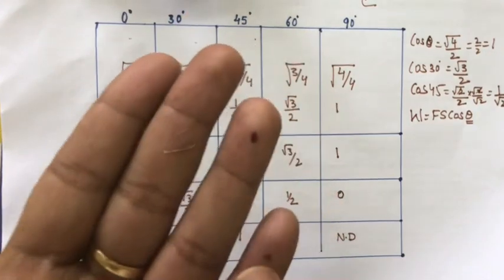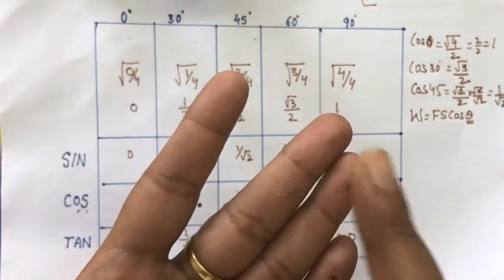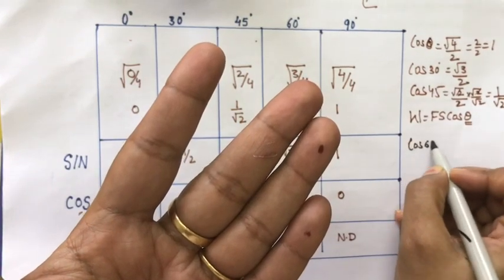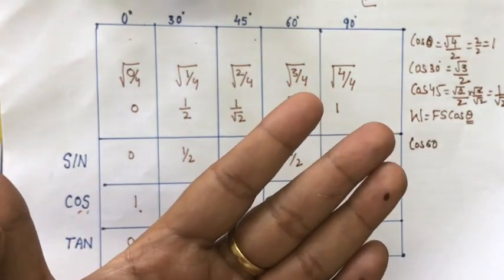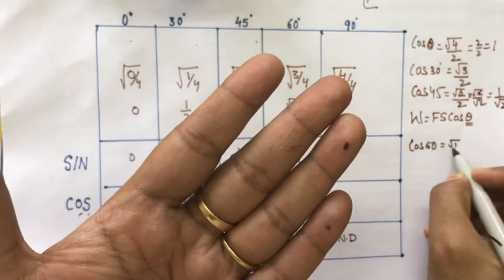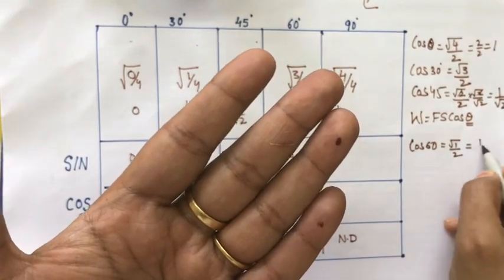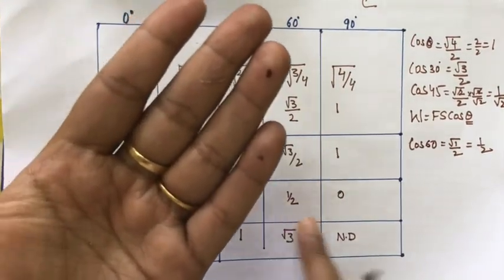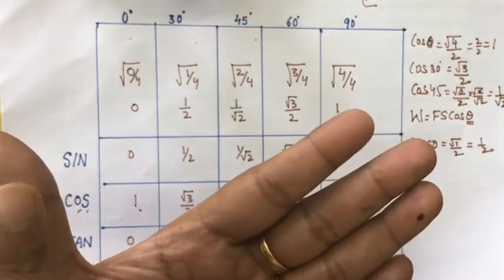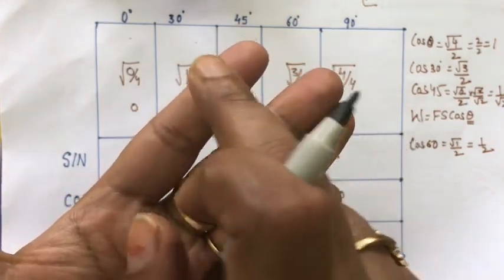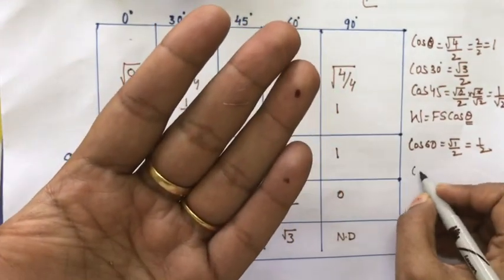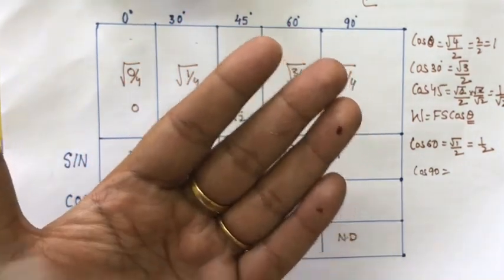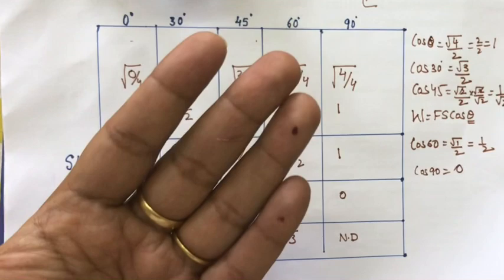Now come to next, 0, 30, 45, this is 60. So what will be the value of cos 60? Cos 60, how many fingers are left? 1. So root 1 by 2. Root 1 by 2 is nothing but 1 by 2. So cos 60 is 1 by 2. Similarly, come to the last finger. So this is 0, 30, 45, 60 and 90. So cos 90. How many fingers are left after that? Nothing is there. So cos 90 is 0.